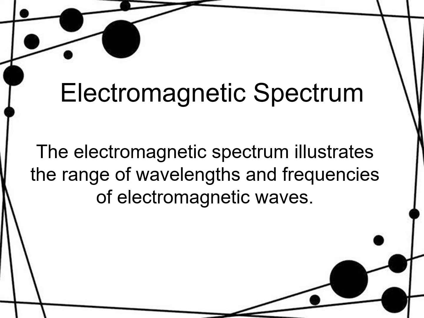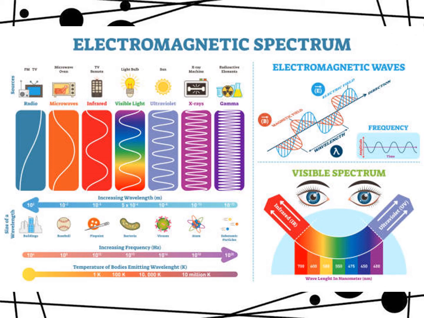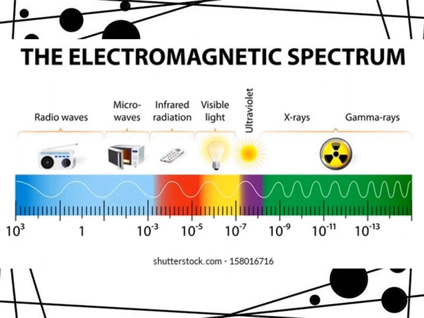The electromagnetic spectrum illustrates the range of wavelengths and frequencies of electromagnetic waves. Okay, ito po yung halimbawa ng electromagnetic spectrum. Kung titignan po natin, the more na mas tikit-tikit yung wavelength, the more na mas hazard or mas delikado. Take note of those examples of the electromagnetic spectrum. We also have this one.